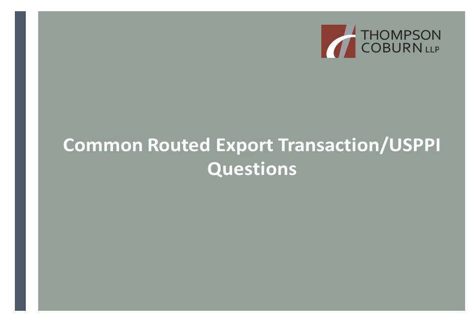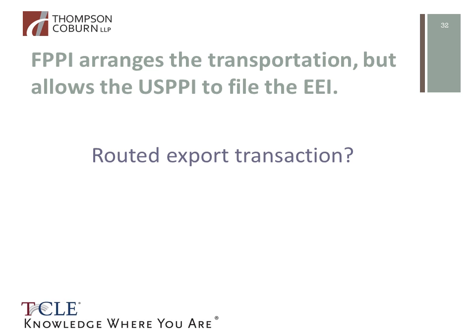So we're going to deal with some common routed export transaction questions. So here's the first one. The foreign principal party in interest arranges for the transportation but allows the U.S. principal party in interest to file the electronic export information. And the question is, is this a routed export transaction? It's actually a trick question.